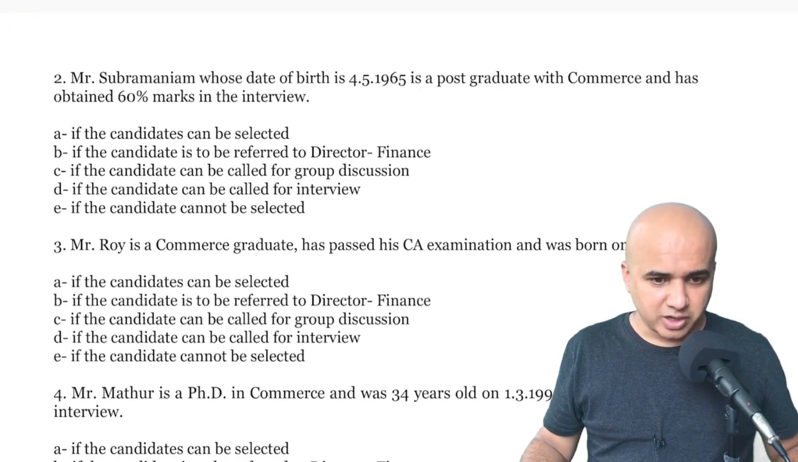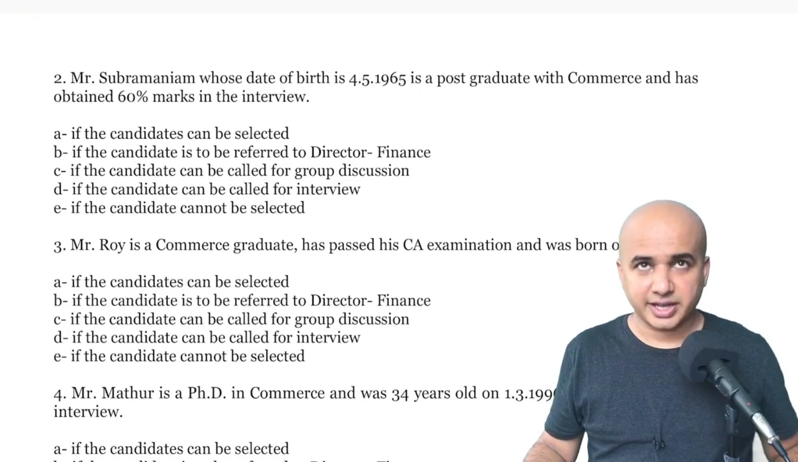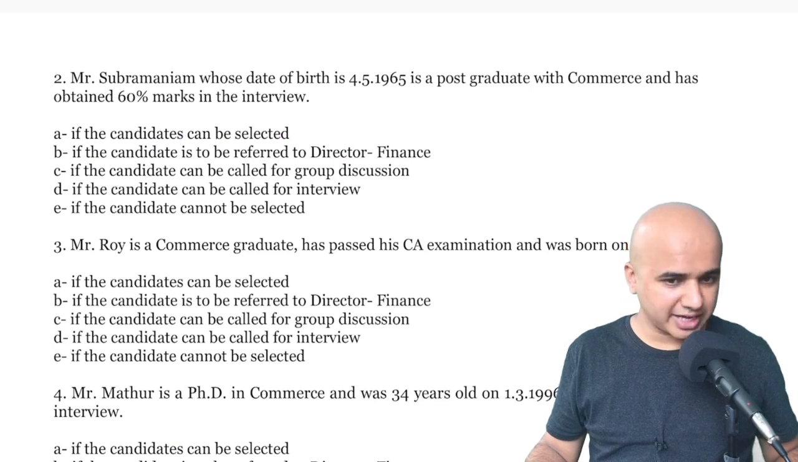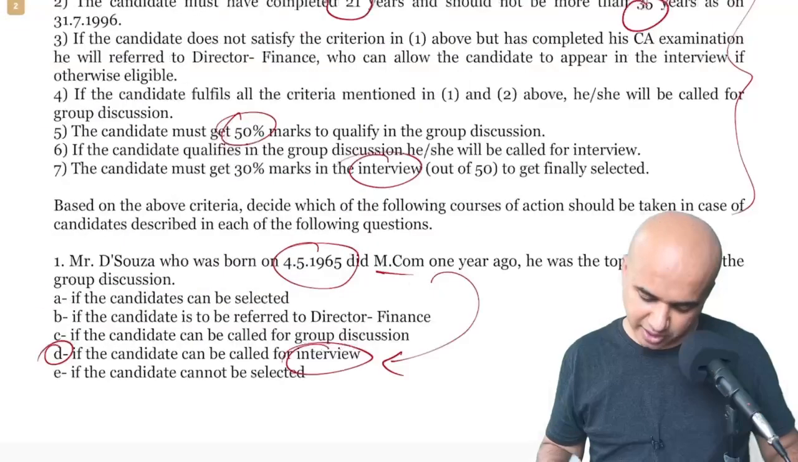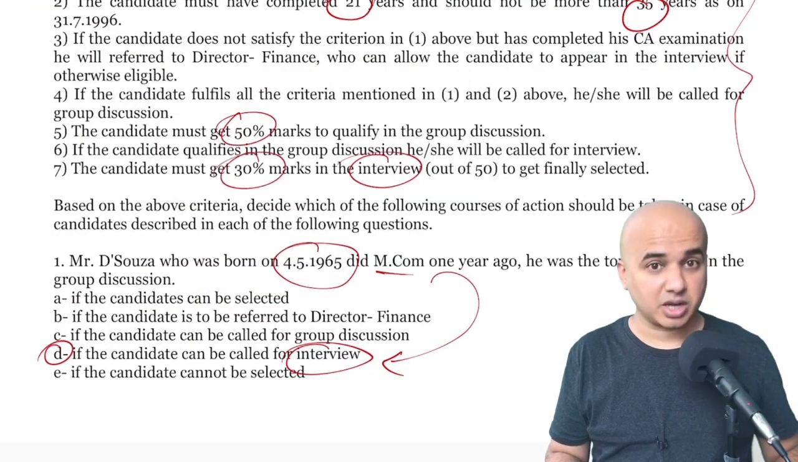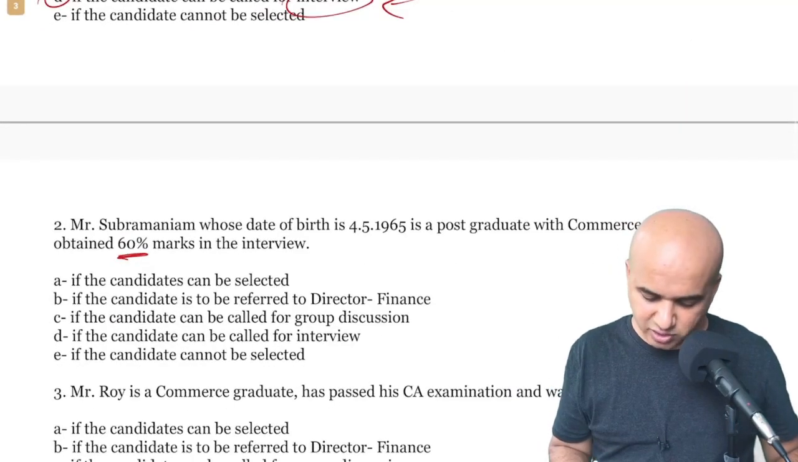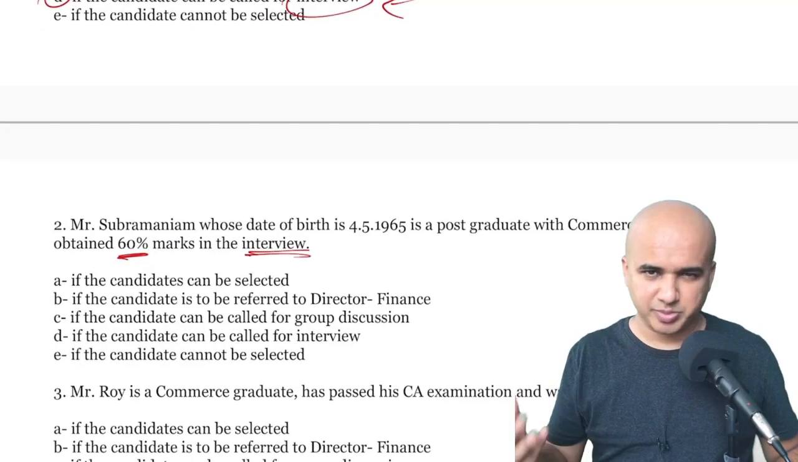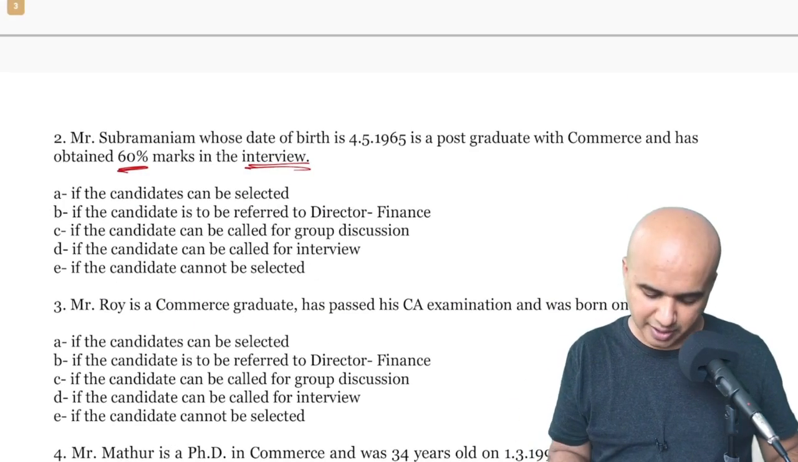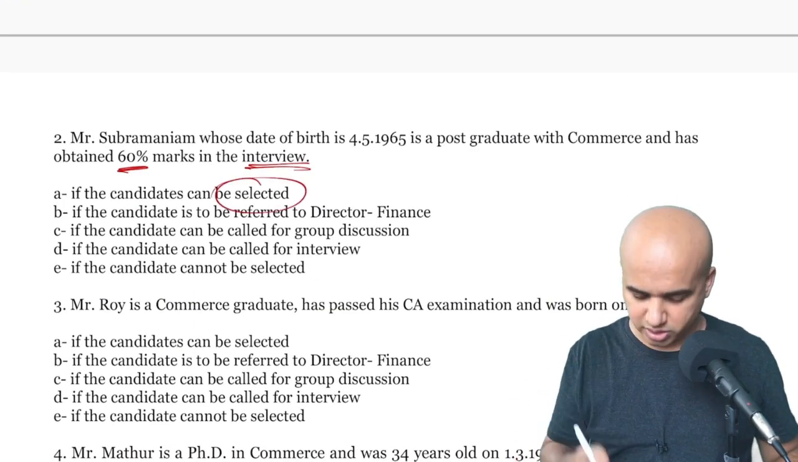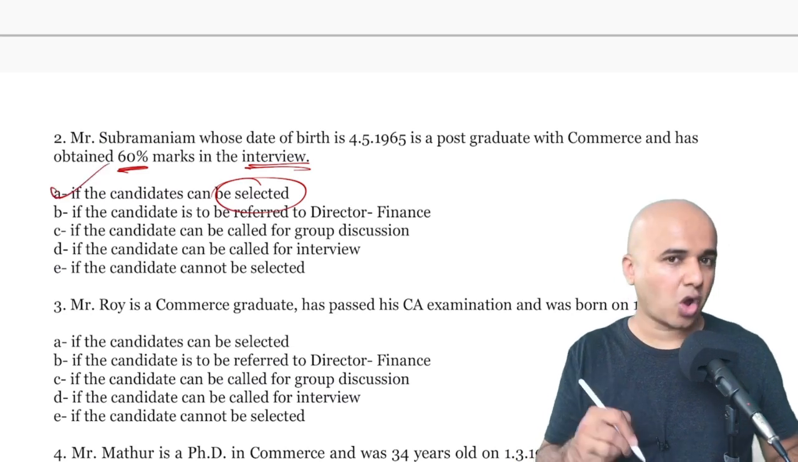Mr. Subramaniam, whose date of birth is 4/5/1965, again he has completed 30 years, is a postgraduate with commerce and has obtained 60 marks in the interview itself. Okay, 60% marks. So the minimum percentage of marks required for the interview is 30% marks. But this fellow, if he has already appeared in the interview, that means he has already fulfilled the previous conditions. So the next thing which we have to do is we'll have to select him. Maybe there is one more round, but we can easily select option A here.